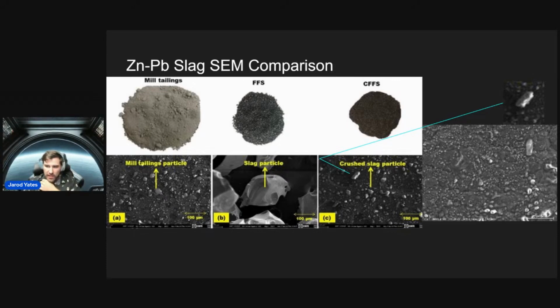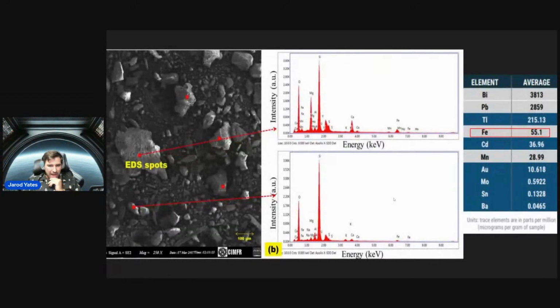That looked a lot like this guy, also in size, right? This is about 100 microns, so this thing's about 75 microns long. Well, that's about the same length as that. This kind of looks similar to this. Maybe it is crushed slag. Except slag has iron in it. Now, right here, this is from the AARO report.